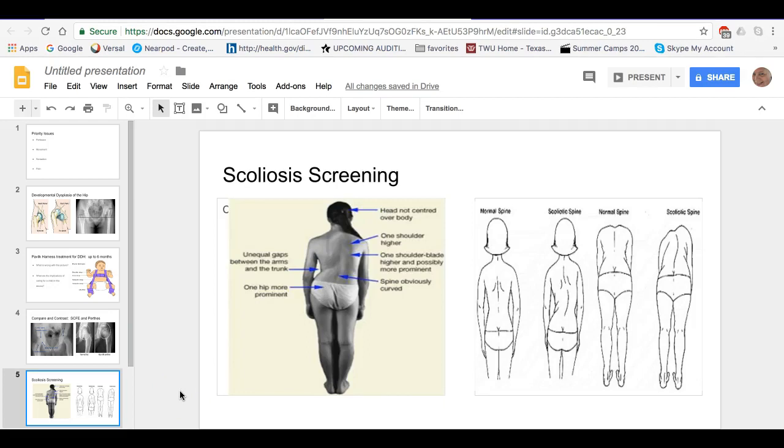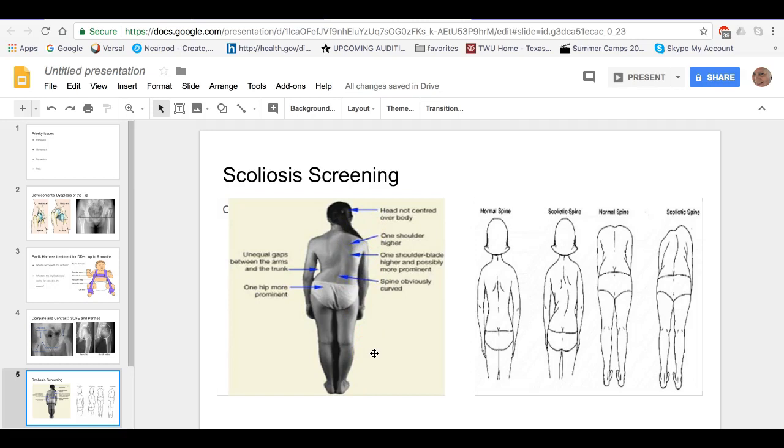Scoliosis is a curvature of the spine. So not only does it curve to the side, but it also twists towards the front of the body. This is one of the things that you can actually look at and see from an outside perspective. This picture shows you they have unequal hips. Their head may not be centered over the body. One of the shoulders is usually higher than the other. Their clothes don't hang right.